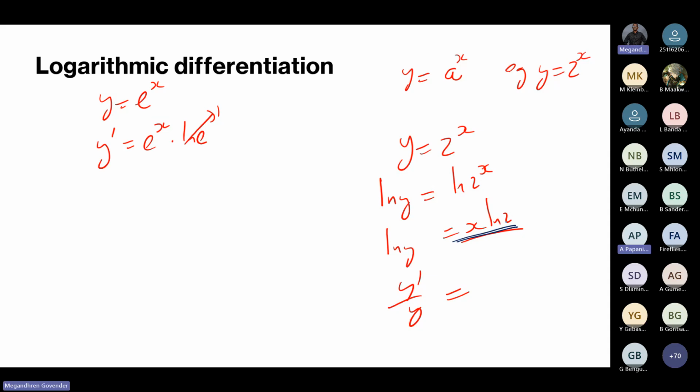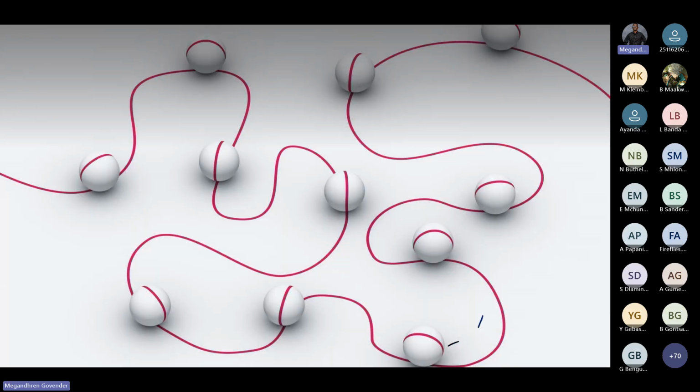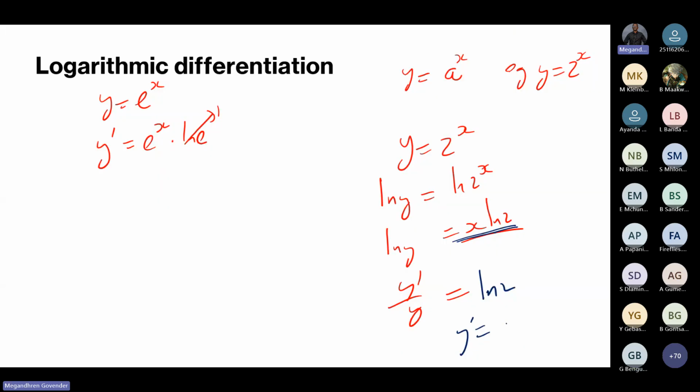What's the derivative of x ln 2? If you differentiate x, what do you get? You get 1, correct? So what's the derivative of x ln 2? It's ln 2. That's correct. So what is y prime equal to? It's y ln 2. But hang on, what is y? 2 to the power x.